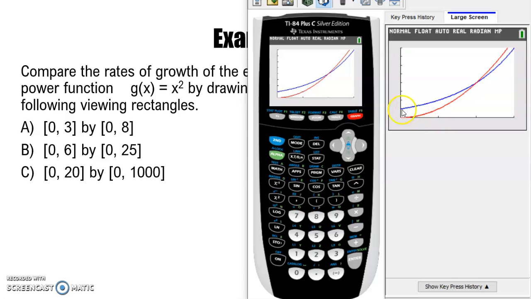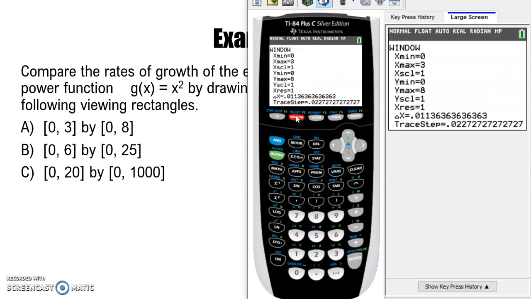Now remember, the blue function was 2 to the x, and the red function is x squared. So now all I need to do is write down what it looks like. It looks like the x squared function is growing faster than the blue function. I can tell that the red line is growing faster because it hits the top of the screen before the blue line does. So it looks like the x squared function is growing faster than the blue function, the 2 to the x power. So let's change the window settings for part B.